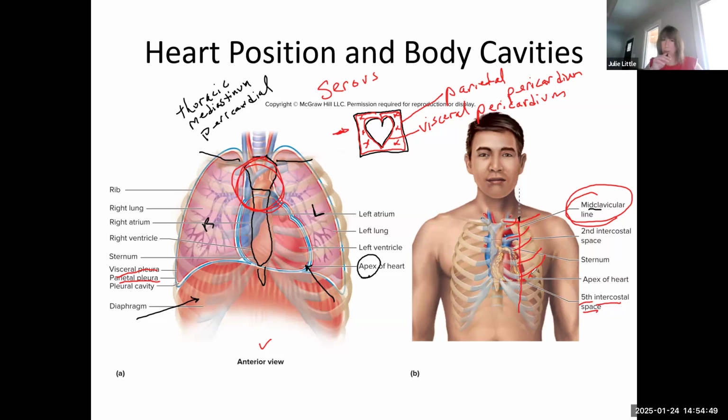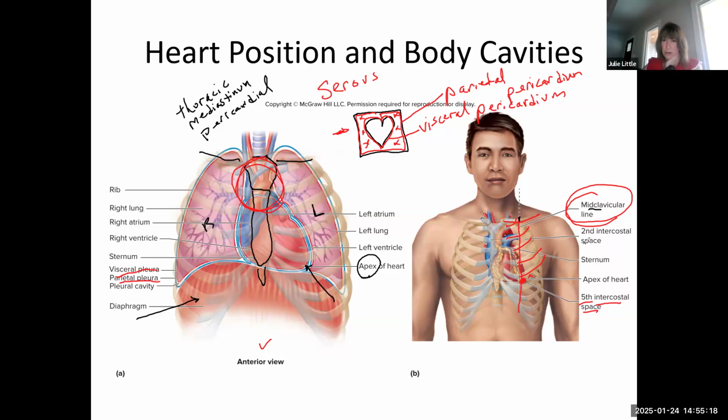And so you can easily palpate. That means to feel, to palpate. Right here is an area where you could feel the heart. And where this midclavicular line in the fifth intercostal space is where you put the V4 electrode for like an electrocardiogram. So this is a good thing to know, this actual anatomical location here.